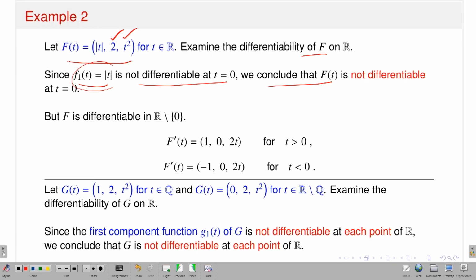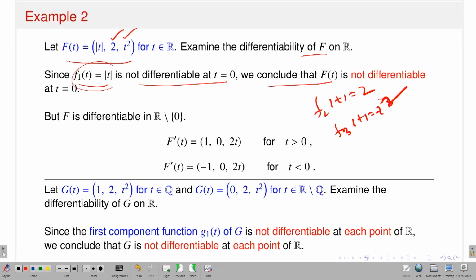So I have f2 and f3, and these are very nice. What is the f2 function? This is 2. And what is f3? This is t square. So these are very nice functions, and they are differentiable, but the first component function f1 is not differentiable at the point 0.